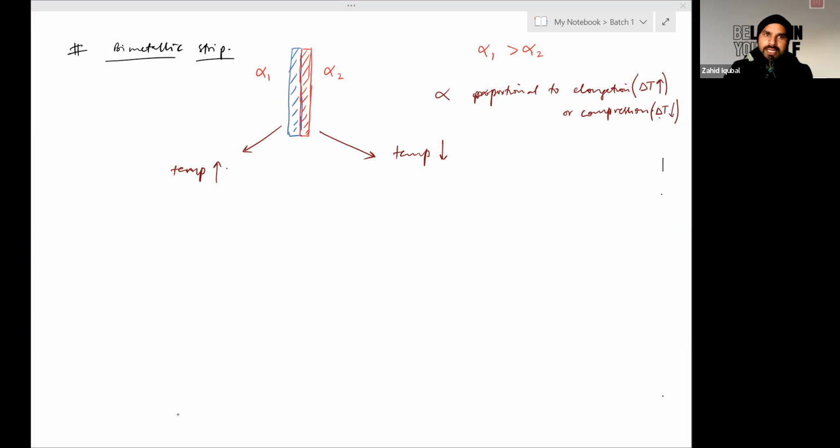It depends upon their alpha. Greater the value of alpha, on increasing temperature, it will tend to more elongation. Since in this part, alpha 1 is greater than alpha 2, so blue will increase more. So the shape of this particular bimetallic strip will become like this.